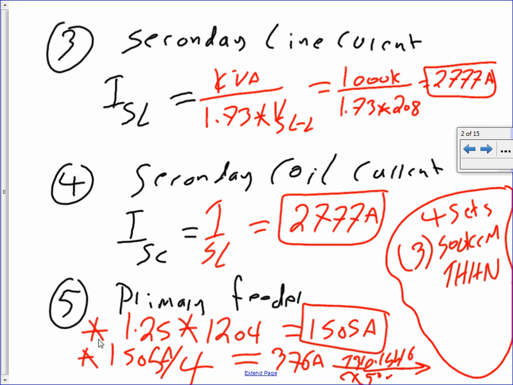So that's the feeder coming to the transformer. That's 4 sets of 500 kcmil THHN, assuming they're indoor. Why THHN? It's indoor. If it's outdoor, we'll use THWN. Good?